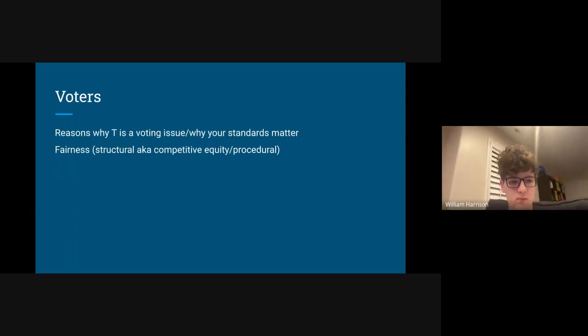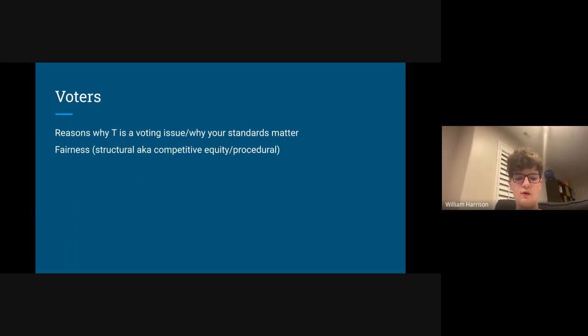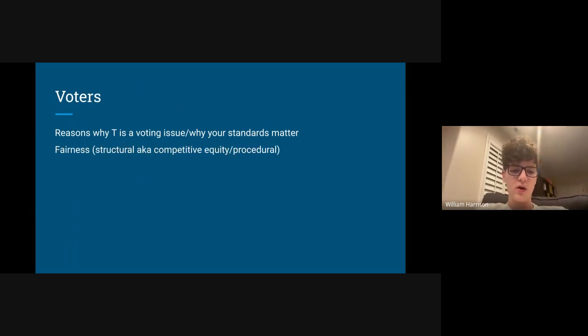Voters. Reasons why T is a voting issue or reasons why your standards matter. These are fairness. There's two types of fairness. There's structural fairness, also known as competitive equity, and procedural fairness. Structural fairness relates to the opportunities and access that people have to compete in debate and their opportunities for success, and how those differ between different groups.